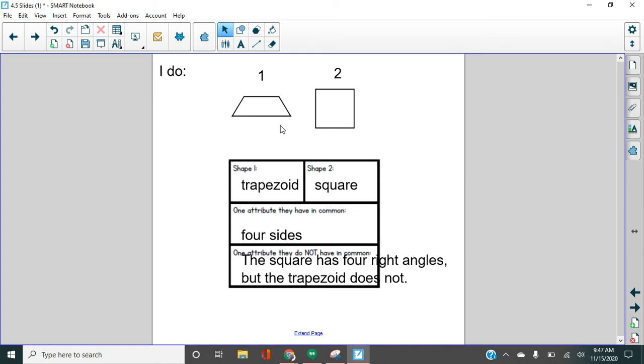All right, so there's different things you could have said, right? All sides are the same length here, but not here, right? This has two sets of parallel sides, right? The top and the bottom are parallel, and the two sides are parallel. This only has one set of parallel sides.